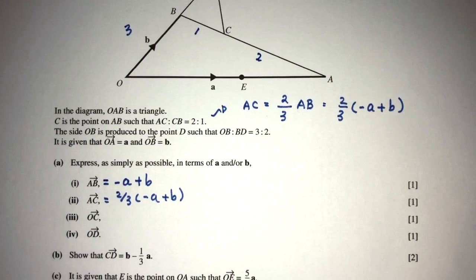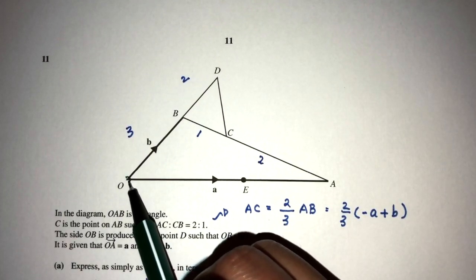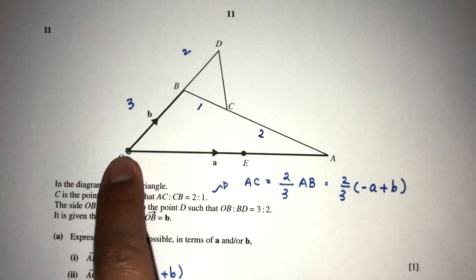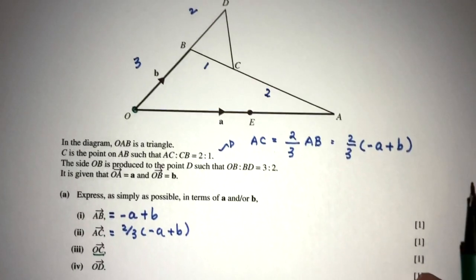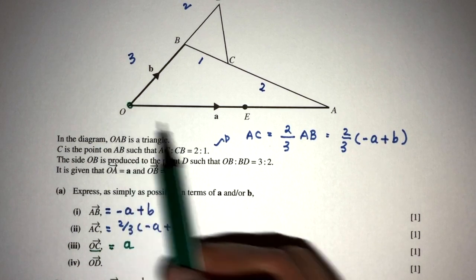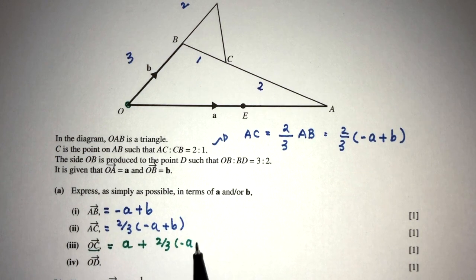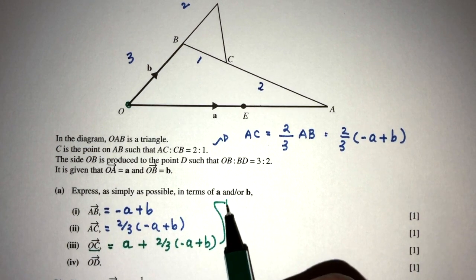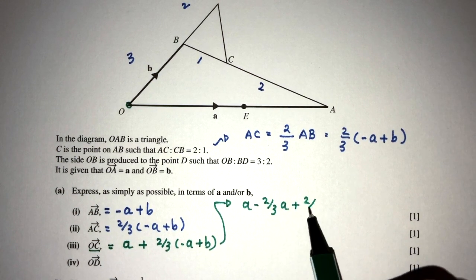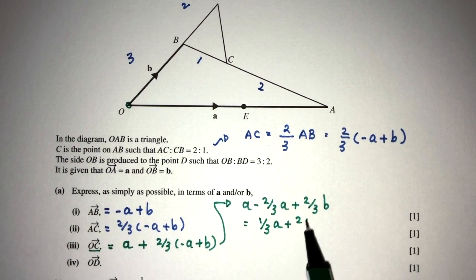Now for part 3, we have to find OC. Where's OC? From O, how do you go to C? Pretty easy. We can first go O to A, and A to C. So O to A, that will be OA, that will be A, right? And then A to C, that will be AC, that will be 2 over 3 times minus A plus B. So simplify. Let's see what we get. A minus 2 over 3 A plus 2 over 3 B. That will be 1 over 3 A plus 2 over 3 B.